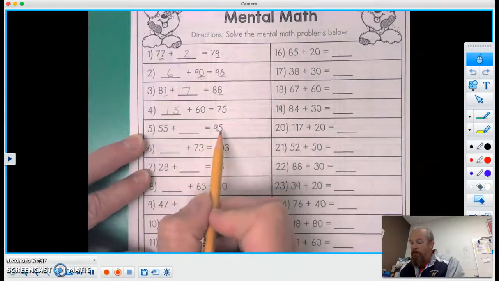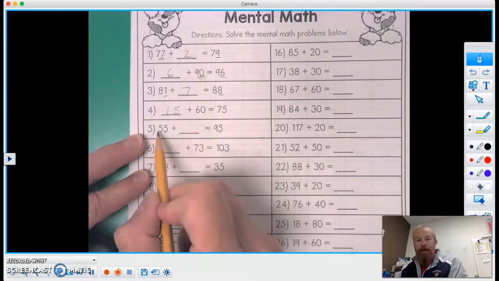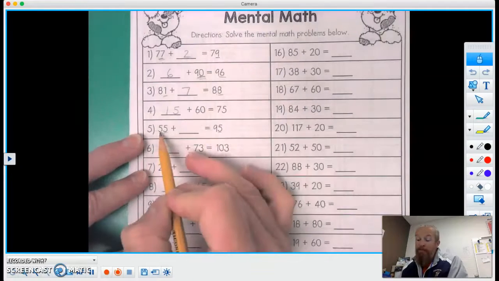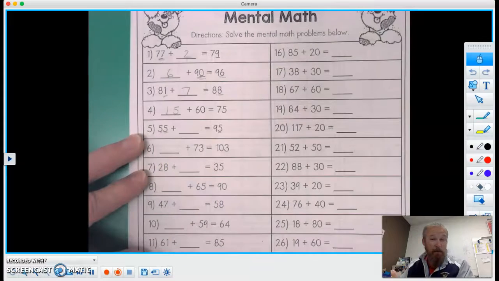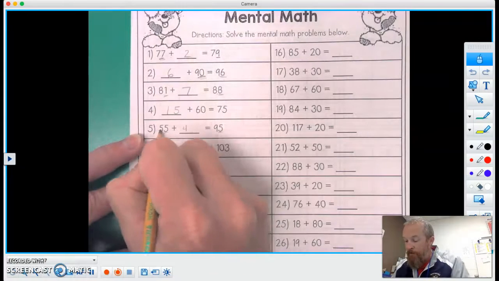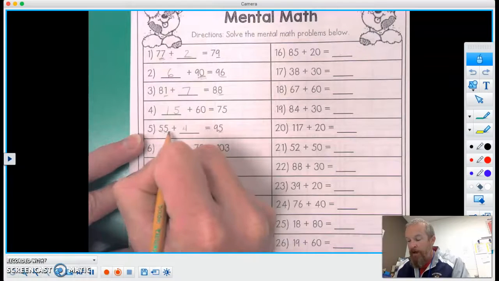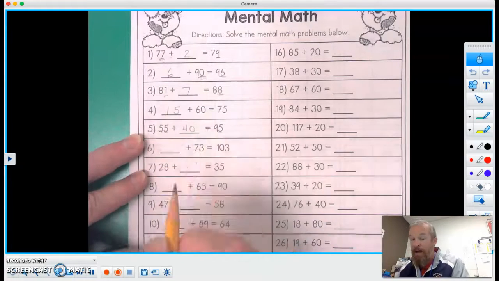And here we go. The 5 is going to be the same on this one. So what do you add to 5 to get to 9? Or what do you add to 50 to get to 90? It's kind of the same thing, right? So we're going to add a 4. 5 plus 4 equals 9. See how we did that in the tens column? 5 plus 0 equals 5.